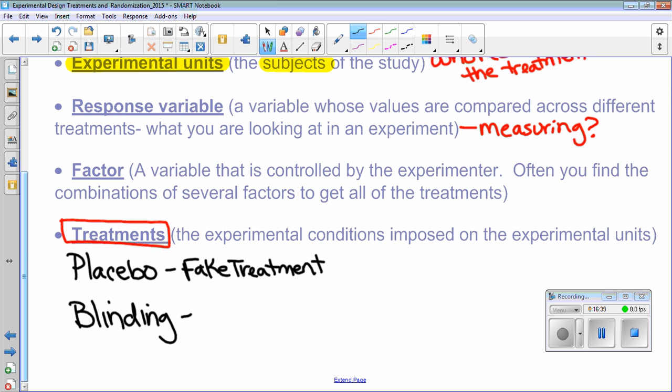You can have something called single blind or double blind. Blinding simply means that the subjects of the experiment don't know what treatment they're getting. So if we think about what Byron was suggesting with the sugar pill and the placebo, if they don't know they're getting an actual treatment or if they're getting a placebo, that's called blinding. They just don't know whether they're getting the real treatment or not. So the subjects are unaware what treatment they're getting.